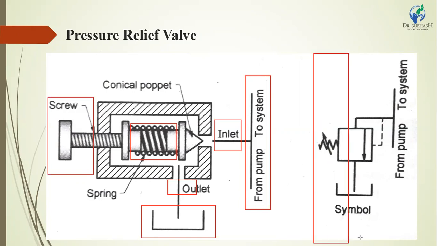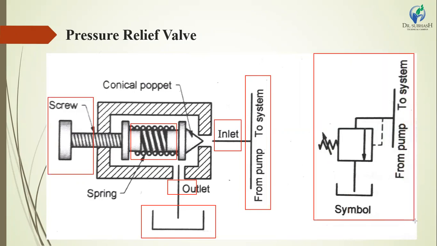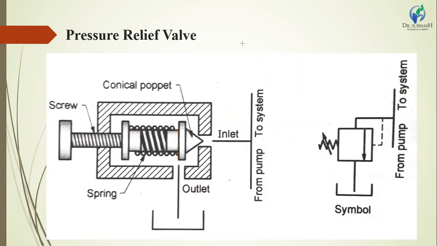This is a symbol. We can also learn the symbol of this pressure relief valve. That's all the components of the hydraulic pressure control valve and the types of pressure relief valve. The functioning of a pressure relief valve is like a pressure cooker in our kitchen. We have to show our kitchen pressure cooker. That's also a pressure relief valve.